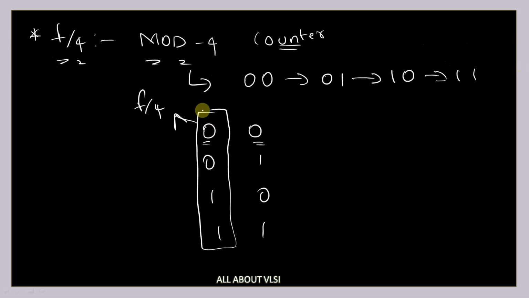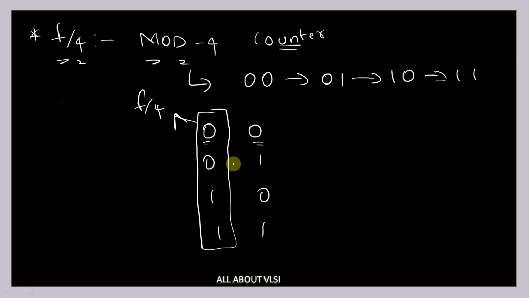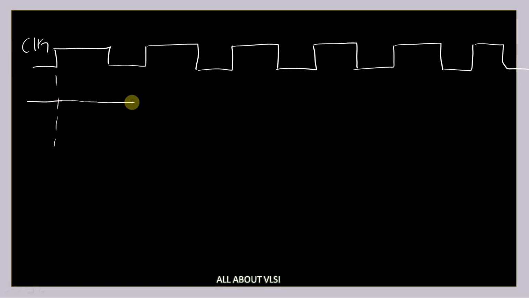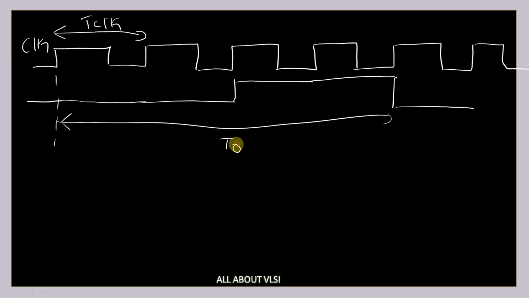And if I plot this particular MSB, then it is simply 0 for one cycle, 0 for two cycles, and 1 and 1, and again it is 0, and so on. If I consider the time period, this is my T clock. From one rising edge to another rising edge, it is 1 T clock time period, and here this is my time period of my output, T out.